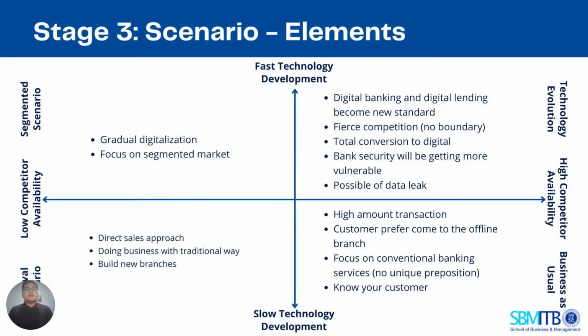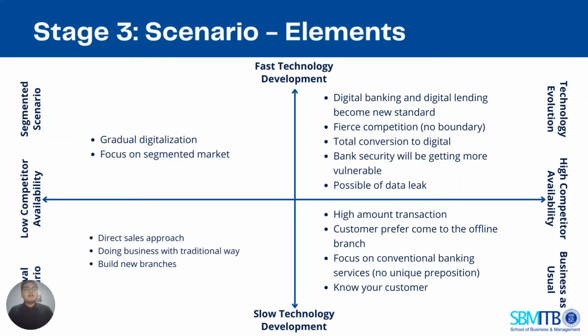The first one is the scenario of segmented because it has low competitor availability and fast technology development. The scenario has several elements. It is gradual digitalization and focus on segmented market. The second one is the scenario of survival because it has low competitor availability and slow technology development. The scenario has several elements. It is direct sales approach, doing business in the traditional way, and build new branch.